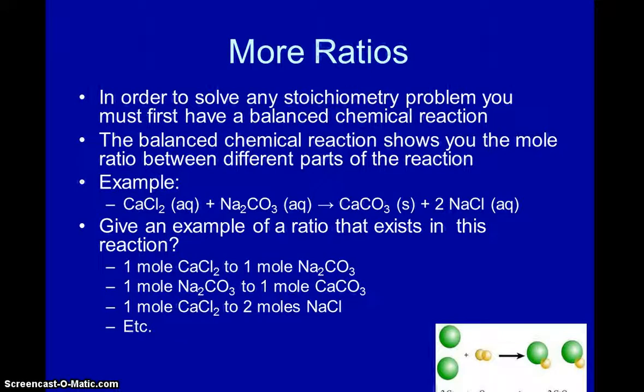Alright, since we've done that, I'm going to go ahead and give you a few of those examples. If you look at our equation up here, we could say, well, for every 1 mole of calcium chloride, there would be 1 mole of sodium carbonate. For every 1 mole of sodium carbonate, I would generate 1 mole of calcium carbonate. And for every 1 mole of calcium chloride, we would generate 2 moles of sodium chloride. There's a whole bunch of these different ones that you could have come up with. As long as their numbers are from the equation, they're all correct.